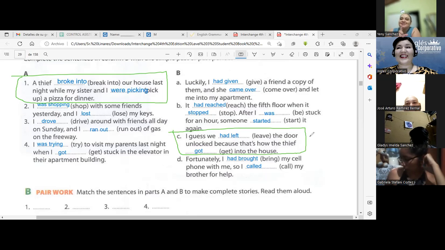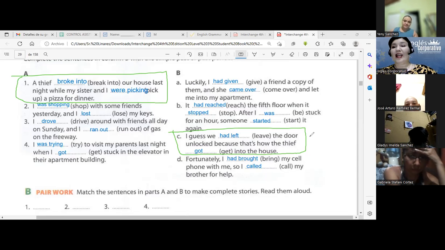Esta ladrón se pronuncia thief. Thief. Yeah. Okay. A thief broke into our house last night while my sister and I were picking up a pizza for dinner. I guess we have left the door unlocked because that's how the thief got into the house. Very good job. Now, let's see.